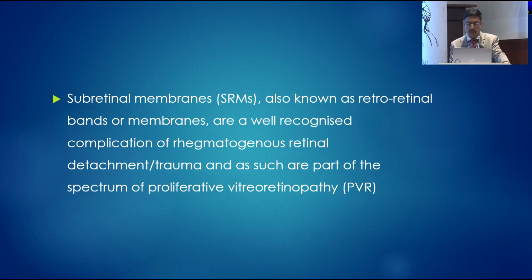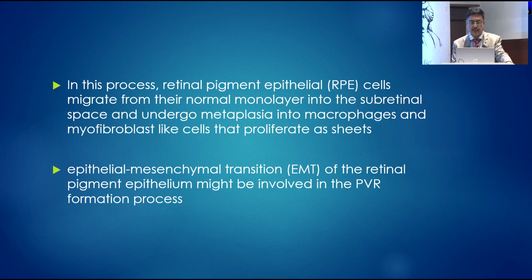Subretinal membranes, also known as retinal bands of membranes, are a well-recognized complication. They form a part of the spectrum of the whole PVR, as we all know. And in this process, just a small word about the pathogenesis, RPE cells migrate from their normal monolayer into the subretinal space and undergo metaplasia into macrophage and myofibroblast-like cells that proliferate as sheets.